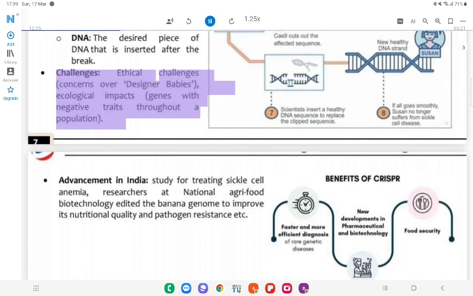Challenges: ethical challenges, concerns over designer babies, ecological impacts, genes with negative traits spreading throughout a population.